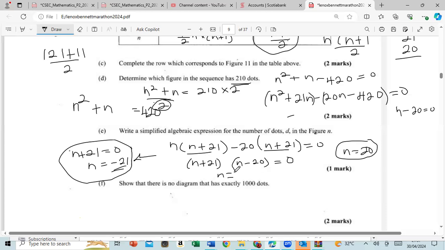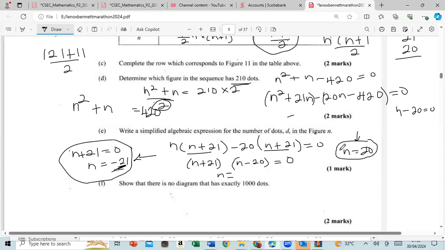But how do we know that it's 20 instead of 21, because we get negative 21? It's a real-life situation, so it has to be a countable number. That's why I knew that it has to be 20, even if I work it out.